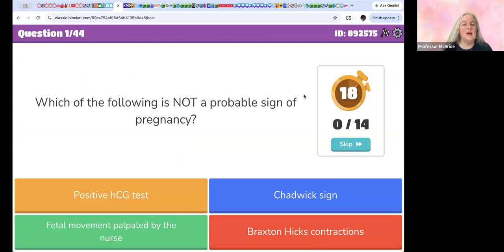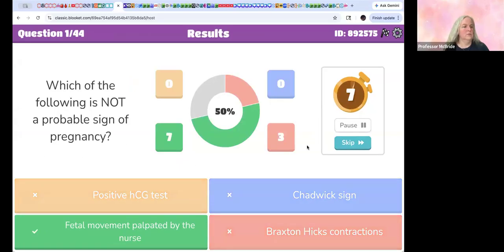Which of the following is not a probable sign of pregnancy? So all of these are considered probable signs except the green one. All right. How do I know that red is probable and not positive?